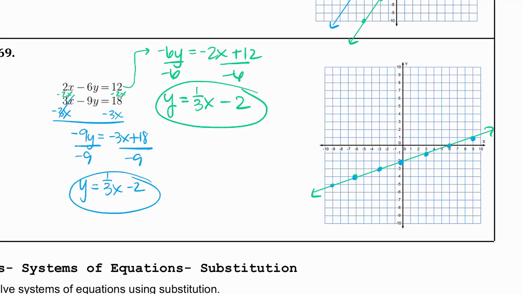So what happens here is these lines essentially intersect everywhere. So if we have the same line graphed on top of each other, our solutions are infinite solutions. That means that these cross everywhere on the line.